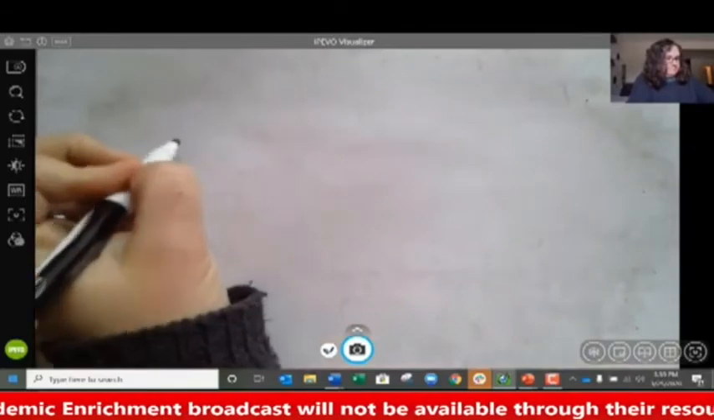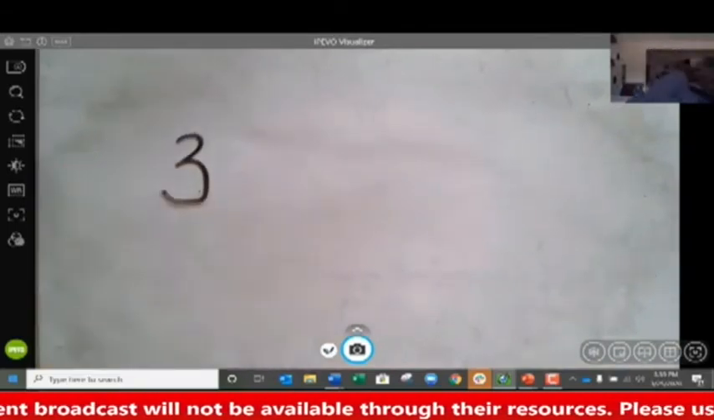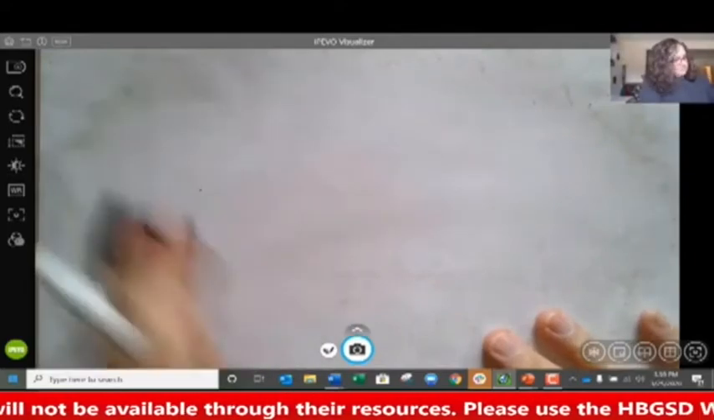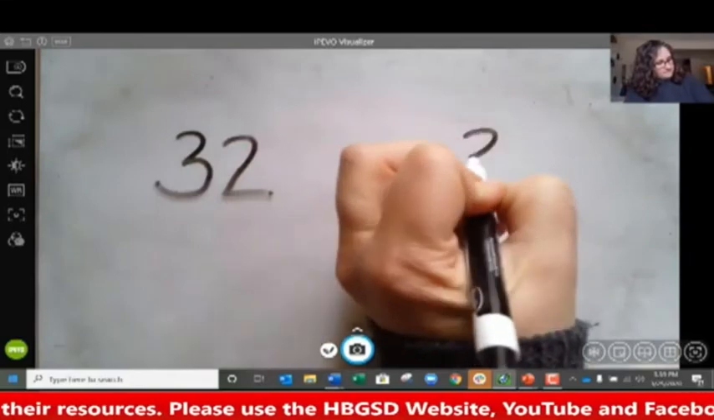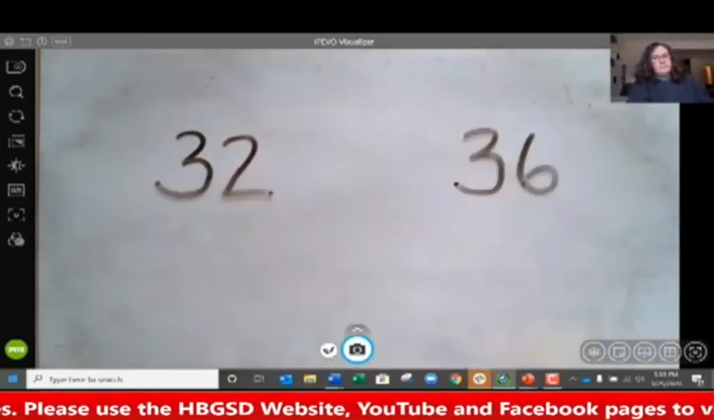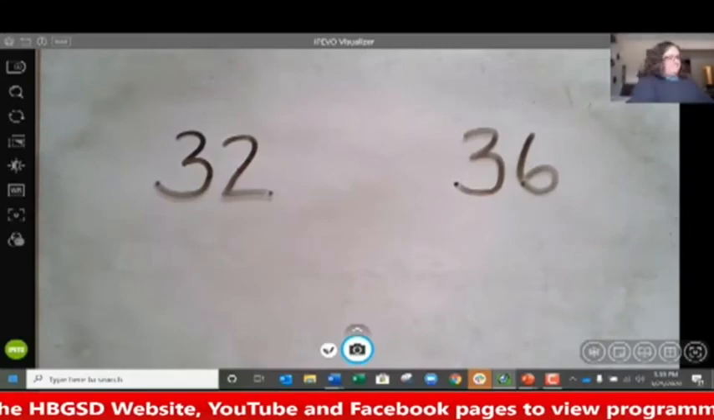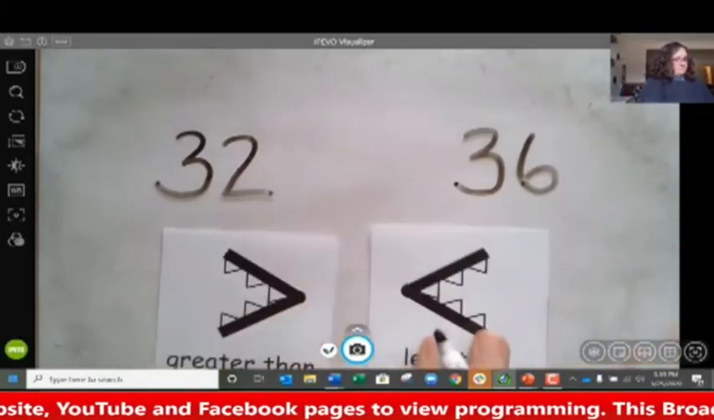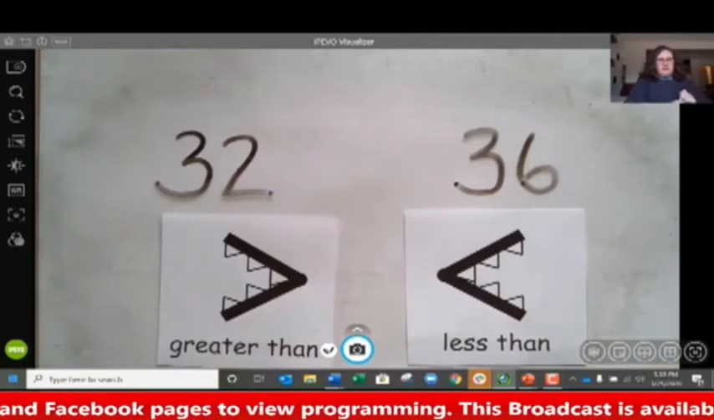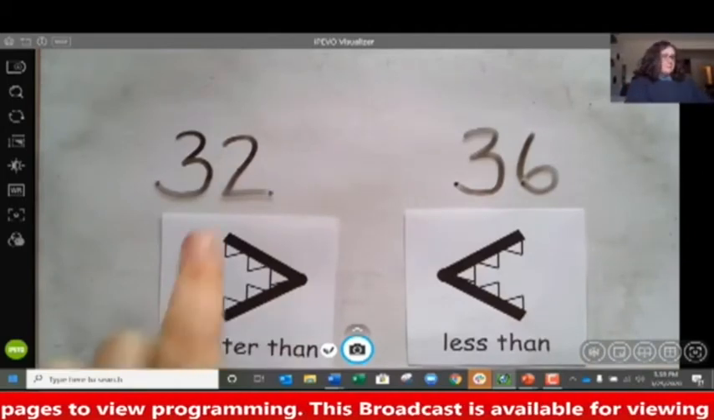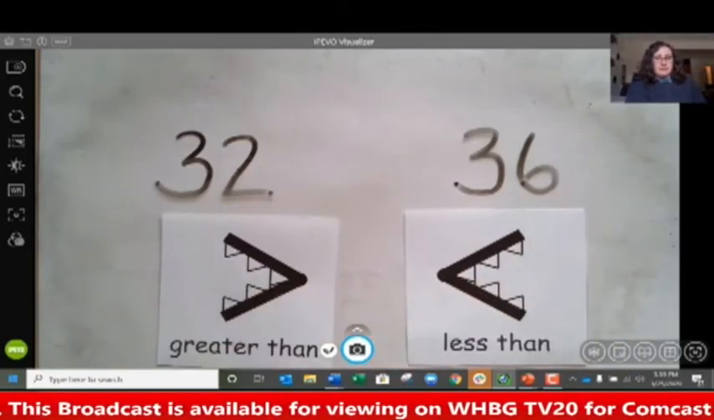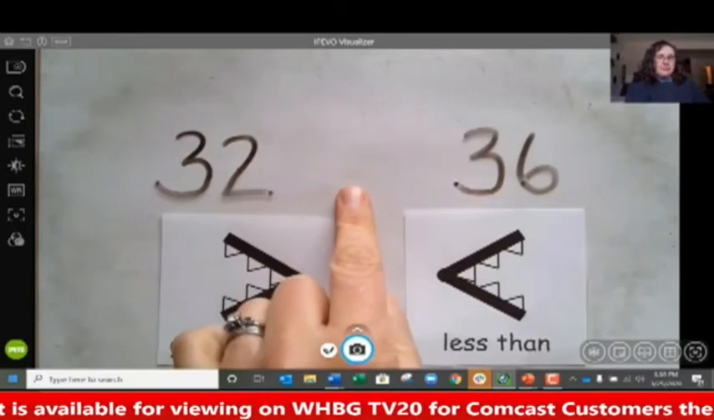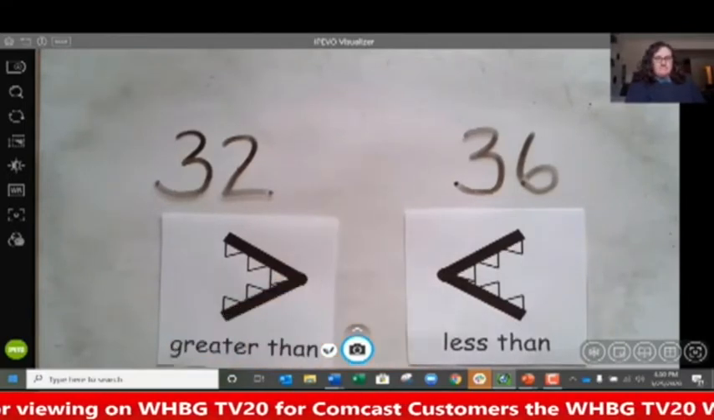Let's do one more. Okay, here's our last one before our practice. 32 and 36. You write both of these numbers on your whiteboard or paper and decide if a greater than or less than symbol goes between them.